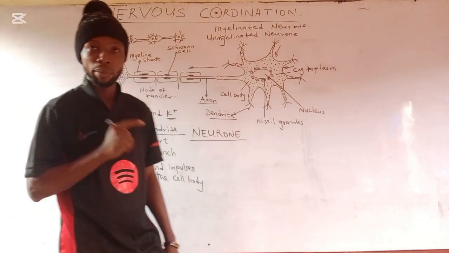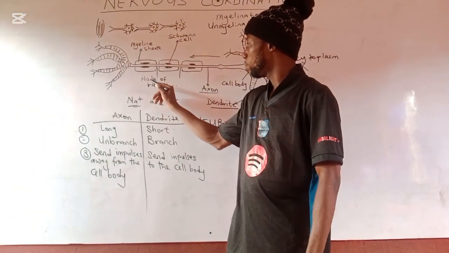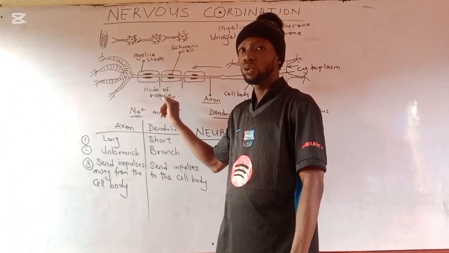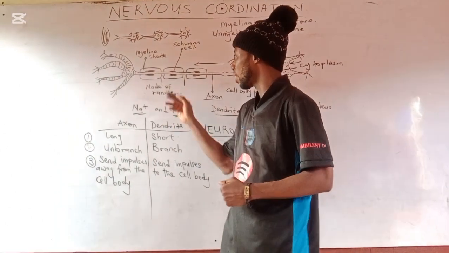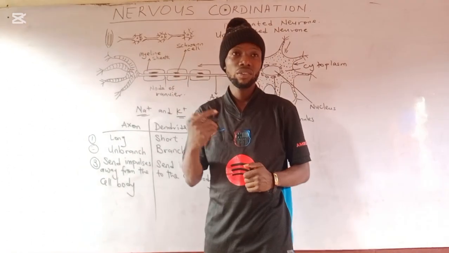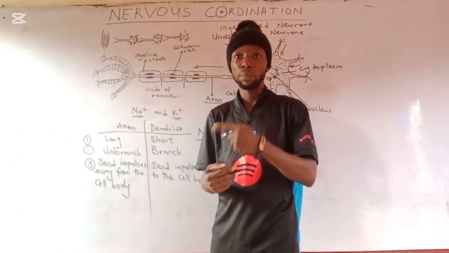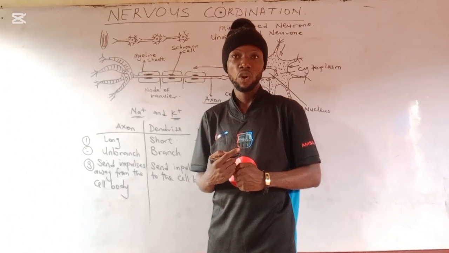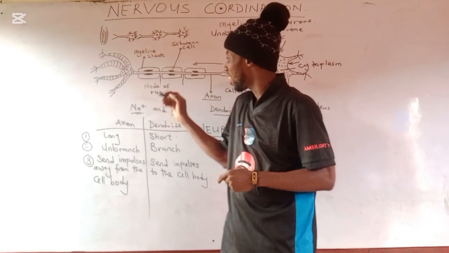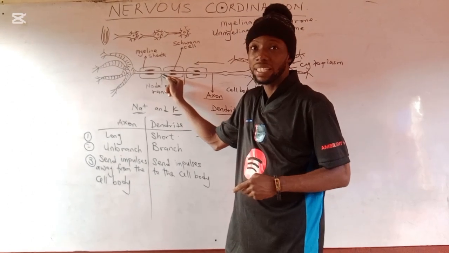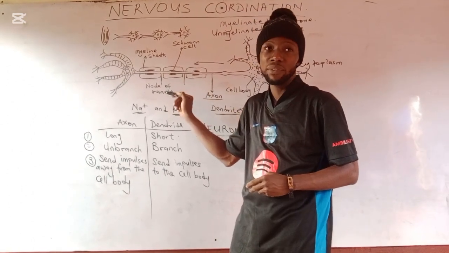This structure is very important for your exam, okay? The space between two myelin sheaths is known as node of Ranvier. Okay, the exam will label it as label I, and they will ask you what is the name of the part marked I, and this is the part that is normally marked I in past questions. Okay, the name is node of Ranvier.